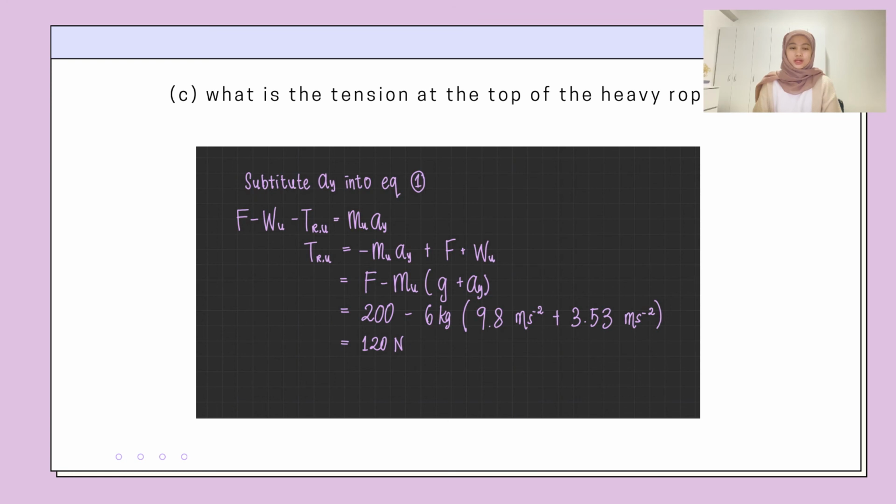C. What is the tension at the top of the heavy rock? To answer the question, we substitute the result for a_y, which is the acceleration of the system, into equation 1 to give the tension T_RU at the top of the rock. We can get T_RU equal to F minus W_U minus M_U a_y, equal to F minus M_U times (g plus a_y). When we substitute all the numbers, we get 200 newtons minus 6 kg times (9.8 meters per second squared plus 3.53 meters per second squared), and we get the tension, which is 120 newtons.